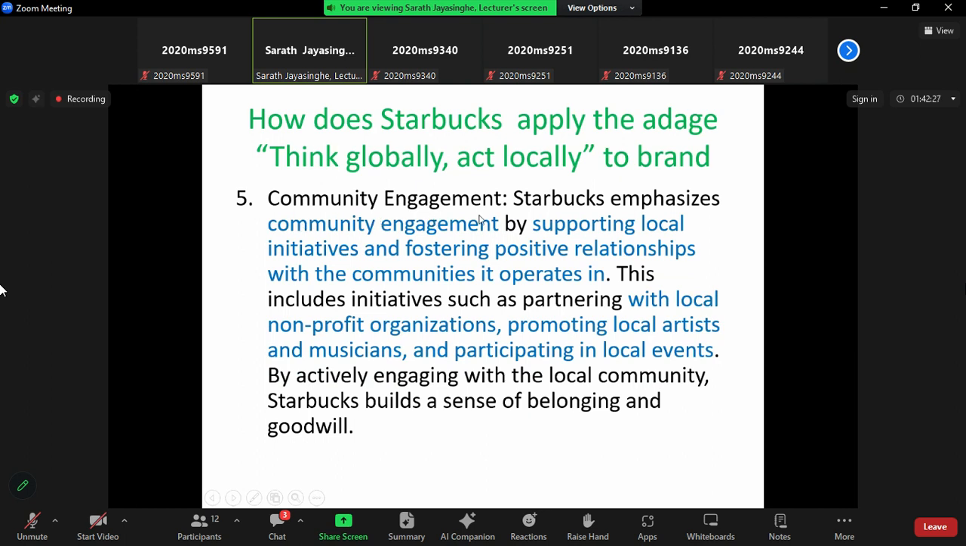And then community engagement. Starbucks emphasizes community engagement by supporting local initiatives and fostering positive relations with the communities it operates in. This includes initiatives such as partnering with local non-profit organizations, promoting local artists and musicians, and participating in local events. By actively engaging with the local community, Starbucks builds a sense of belonging and goodwill.